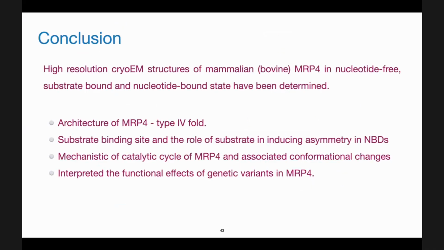So, in conclusion, we have obtained high-resolution cryo-EM structures of mammalian MRP4 in the nucleotide-free state, the substrate-bound state, and the nucleotide-bound state. We have learned about the architecture of MRP4, which is a type 4 fold, and also the substrate binding site, the role of substrate in inducing asymmetry in the NBDs, and the catalytic cycle of MRP4 and associated conformational changes. We have also tried to interpret the functional effect of genetic variants in MRP4.